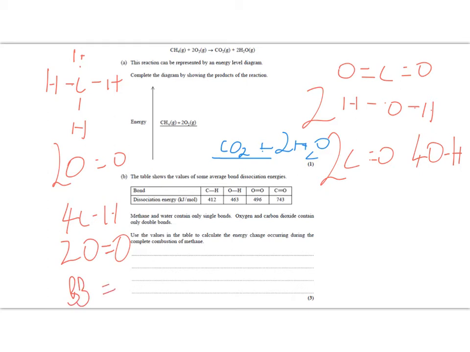and this is going to be bonds broken, we're going to have 4 lots of carbon-hydrogen, which has a bond enthalpy of 412, plus 2 lots of oxygen, which is 496. Okay, and that comes to the grand old total of 2640.